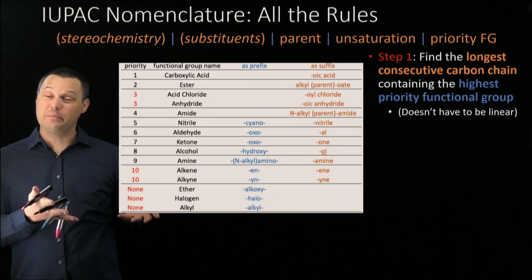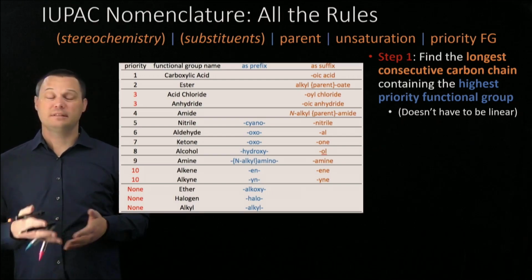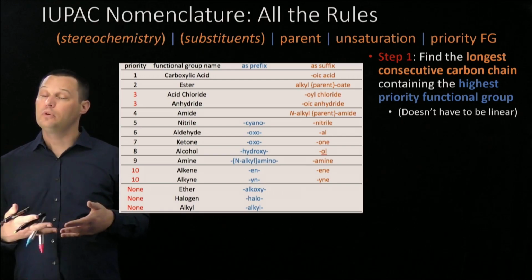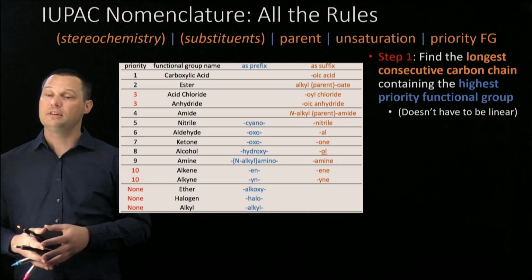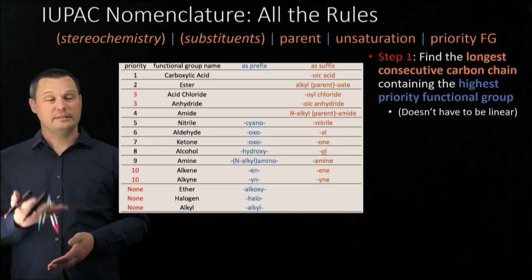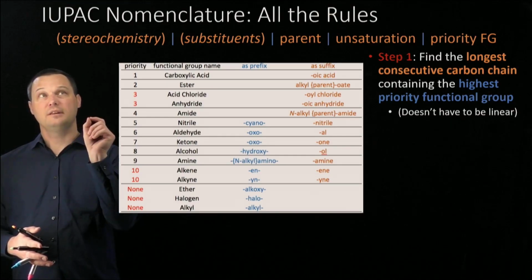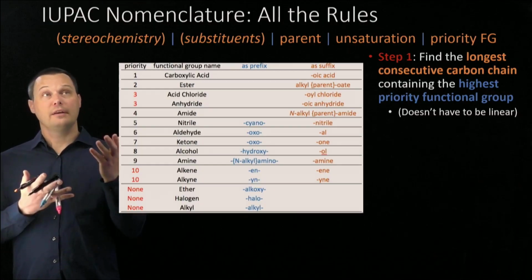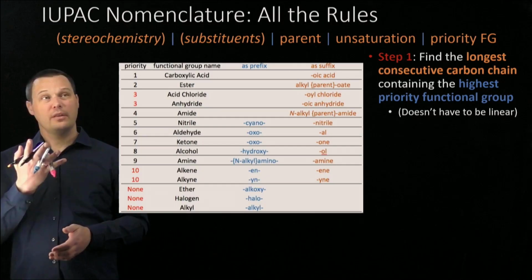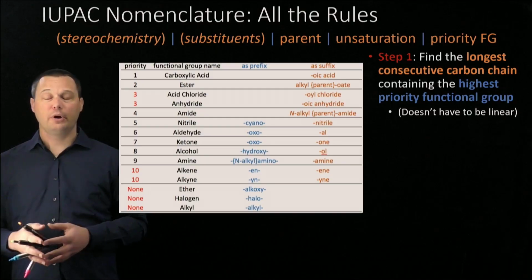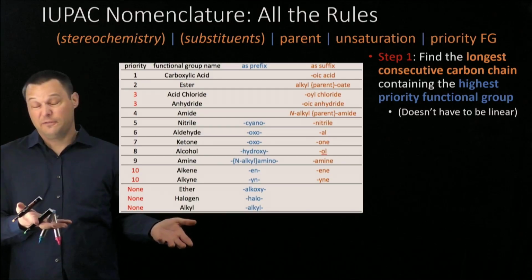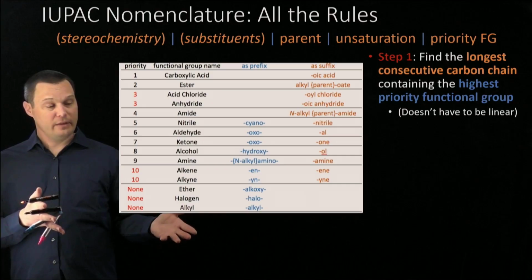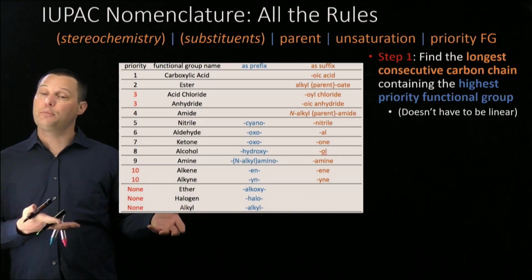This is by no means an exhaustive list, but this list contains the most common functional groups you're likely to see in a molecule that you might have to name in this course. This is a priority list in order. The carboxylic acid is the #1 priority functional group. Of the functional groups we're likely to see in this course, the carboxylic acid is the highest priority. Other functional groups work their way down this priority list, and at the bottom are a set of free functional groups. The ether, the halogen, and the alkyl substituents are not priority functional groups.